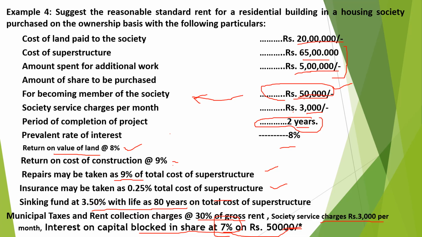Another thing is that he has deposited the amount and it will take about 2 years for the building to be completed. So 8% rate of interest is given. It means we assume that this interest will be paid for at least 1 year. So this thing we will also take into consideration. So how will we proceed?